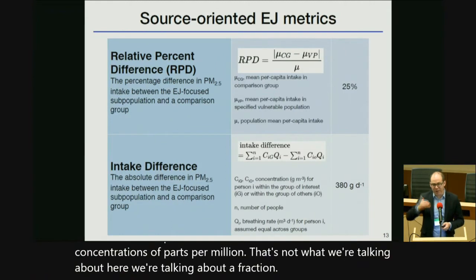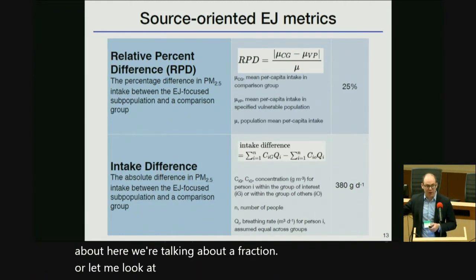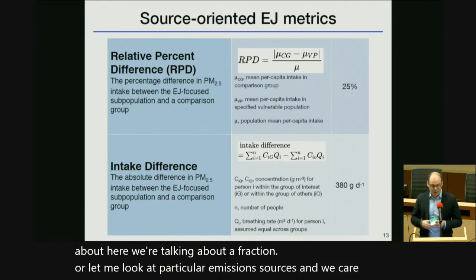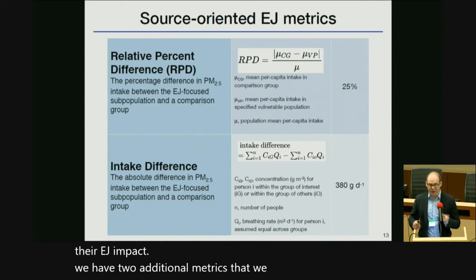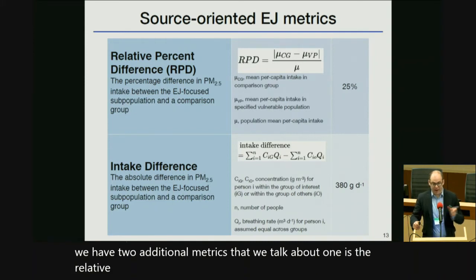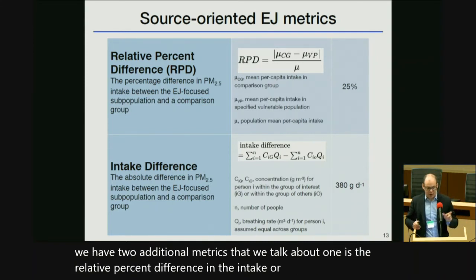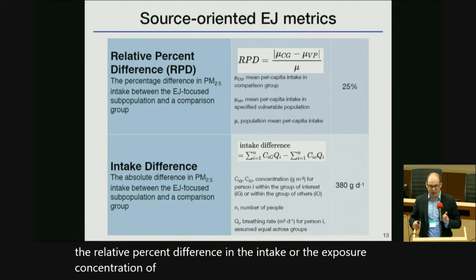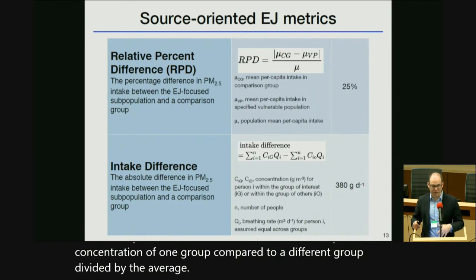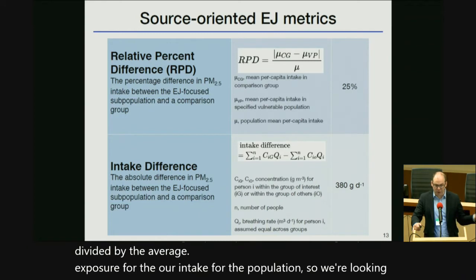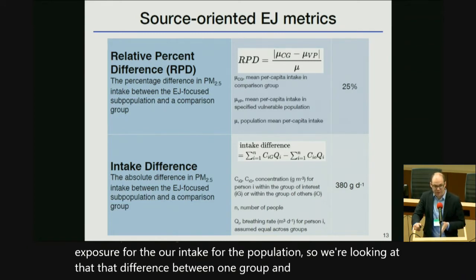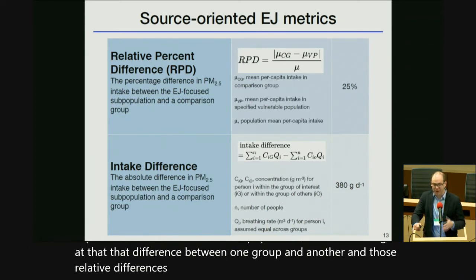Or when we look at particular emission sources and we care about their EJ impacts, we have two additional metrics that we talk about. One is the relative percent difference in the intake or the exposure concentration of one group compared to a different group divided by the average exposure, or intake, for the population. So we're looking at that difference between one group and another.